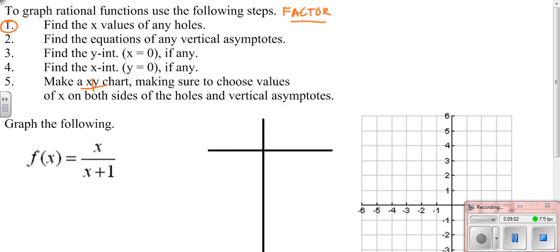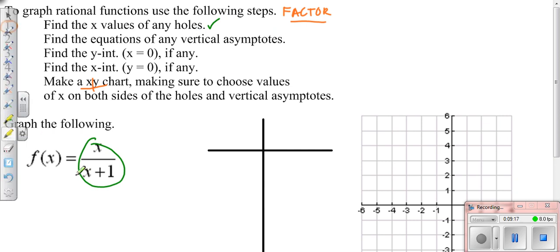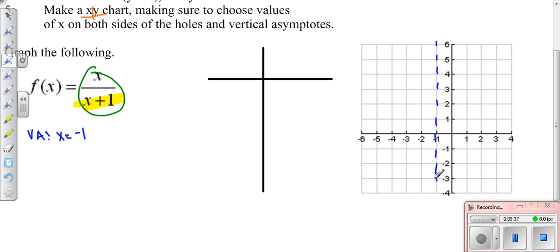Now, to go back to this problem. So first of all, is this factored? Yes. Do I have any common factors? No. So I'm done with that step. Vertical asymptotes. Remember, vertical asymptotes happen where the denominator equals 0. So I have a vertical asymptote at x equals negative 1. So along this vertical line of x equals negative 1, my graph is undefined, because if I put negative 1 into this function, I get 0 in the denominator and it doesn't work.